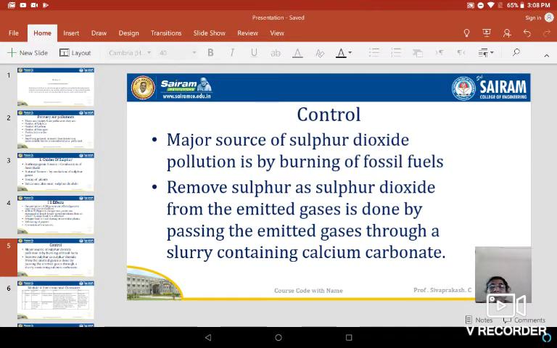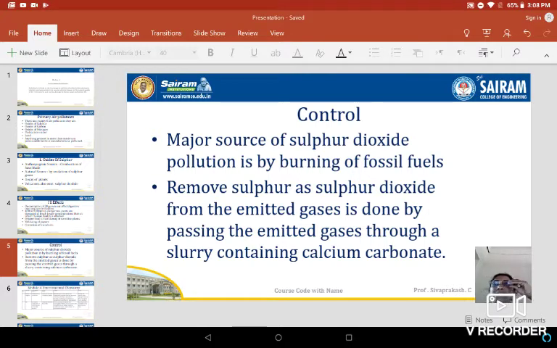And next is removing the sulfur as sulfur dioxide from the emitted gases. This can be done by passing the emitted gases through a slurry which contains calcium carbonate. When we pass these emitted gases through a slurry of calcium carbonate, the sulfur dioxide is converted into calcium sulfite, that is CaSO3, and then it is oxidized to calcium sulfate, CaSO4, and then it is let off to the atmosphere.